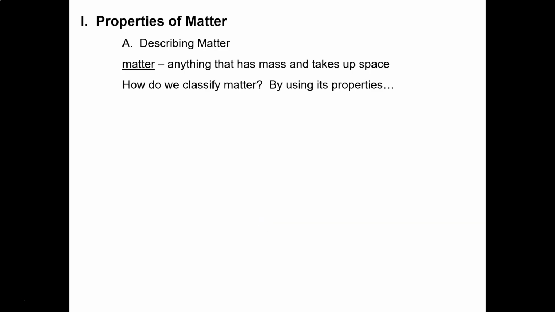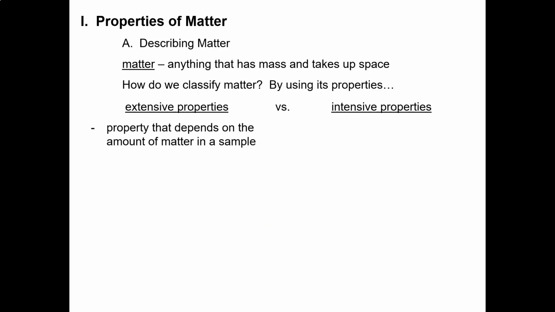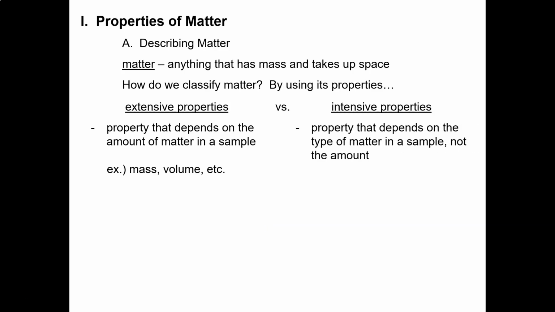So how do we classify all of that stuff? All right, there's lots and lots of stuff out there that we have to classify. So we have to use its properties to do so. One way we can look at the properties of matter is to think about whether they are extensive or intensive properties, right? Extensive properties are properties that do depend on the amount of matter. And then the intensive ones would be the ones that do not, okay? So extensive things would be things like how much mass is there? How much volume is it taking up, right?